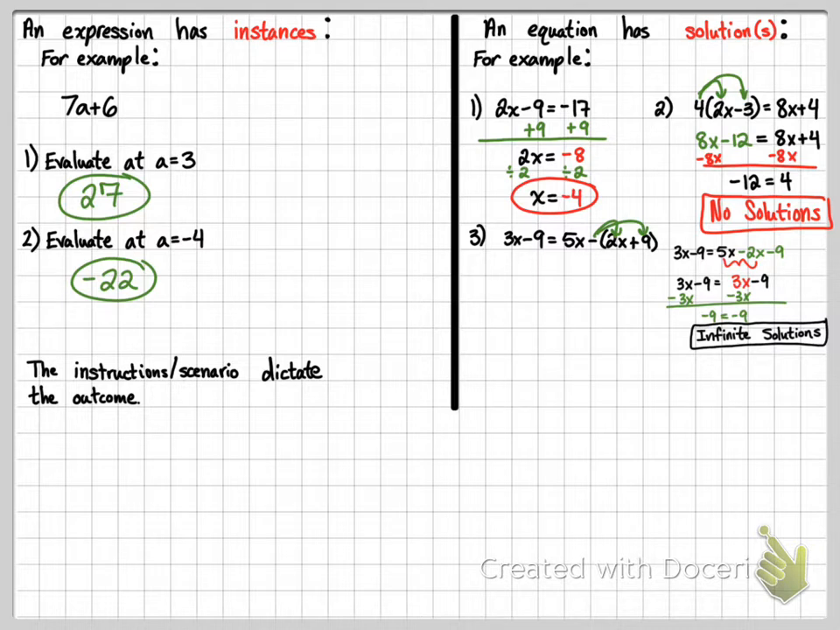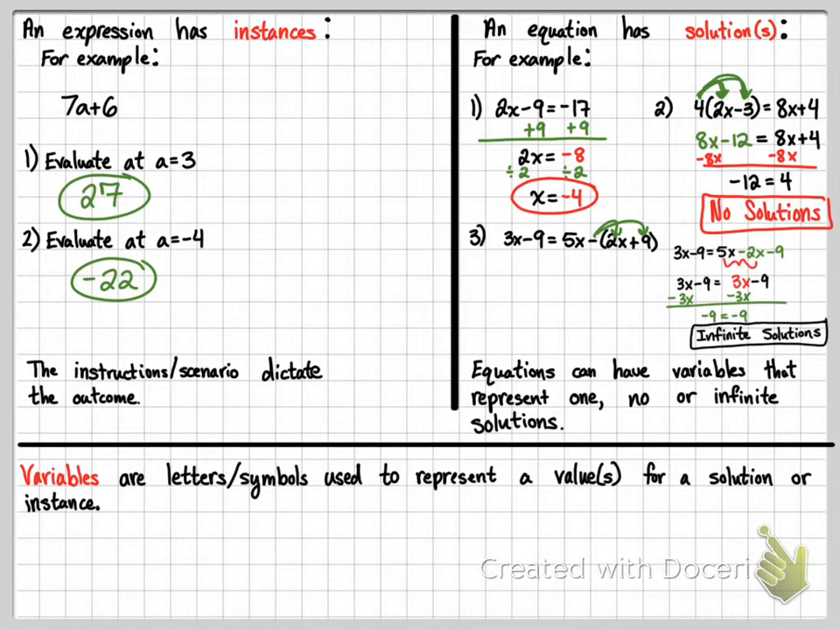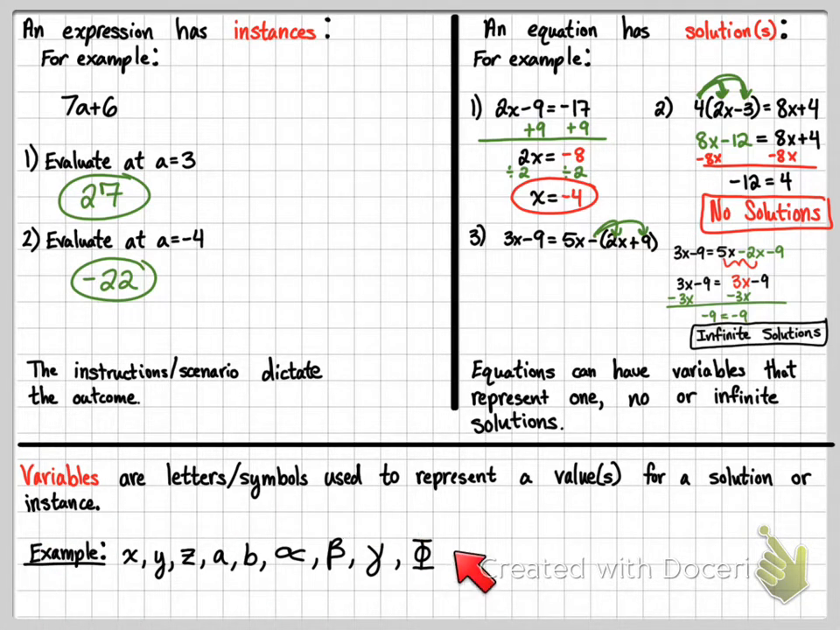Okay? So, equations can have variables that represent one solution, no solution, or infinite solutions. And we just saw an example for each of those. Variables are letters or symbols used to represent a value for a solution or instance. So these are just some examples of letters and symbols that we could use to solve or for instances. So for example, we could say 7y plus 6 instead of 7a plus 6, right? We're still going to get the same answer. We're just changing the letter or the symbol.